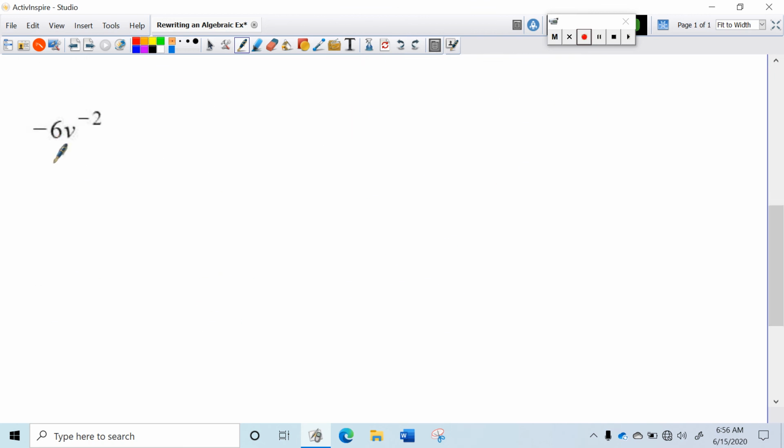Okay, this one's not a fraction, but anytime I have negative exponents, I make a fraction. Okay, the negative 6 does not have an exponent, so it stays like it is. This v to the negative 2 is a negative exponent, and since there was no fraction originally, that's considered to be a numerator because technically you could put it over 1. So I'm going to move that to the bottom, take the negative sign away, and that's the answer.